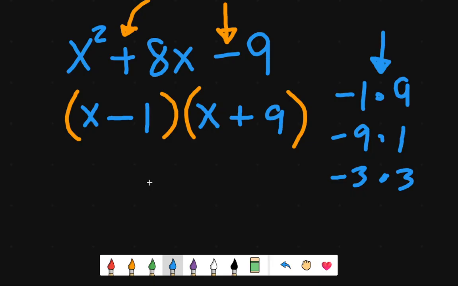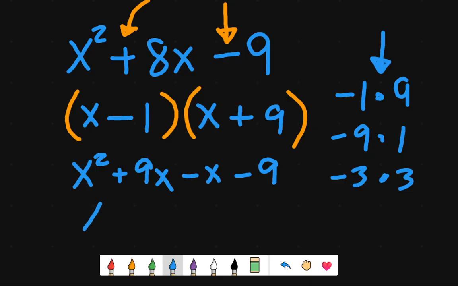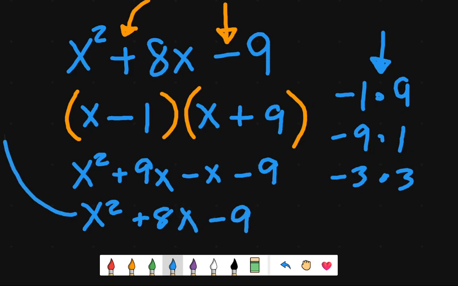So x times x is x squared. x times 9 is 9x. Negative 1 times x is a negative x. And negative 1 times 9 is a negative 9. Combining like terms, we have x squared, 9x minus 1x is a positive 8x, and minus 9 is what we have. Let's go back up here and see if that's the same.